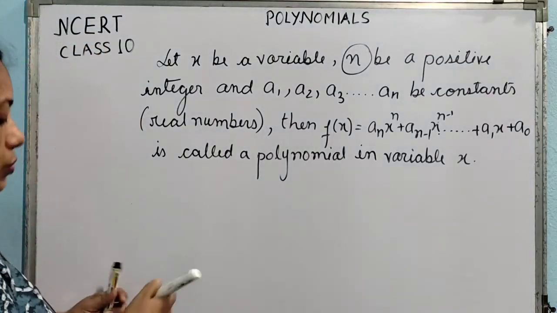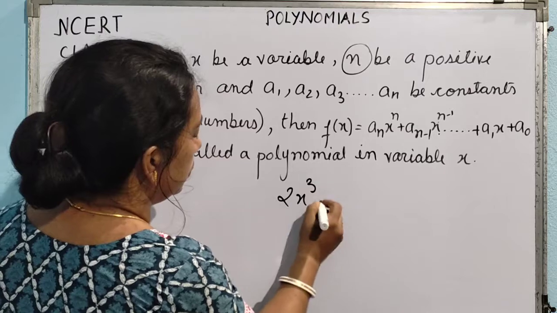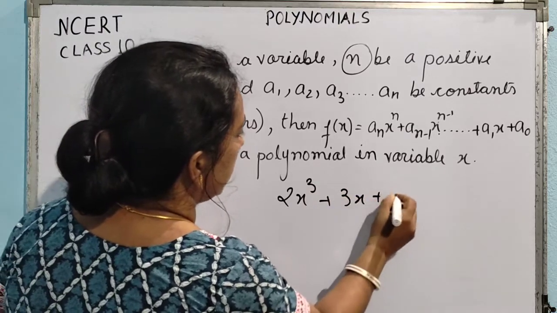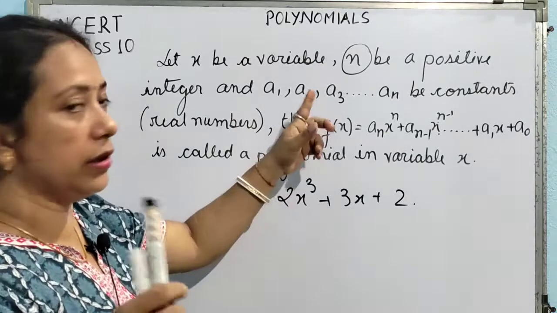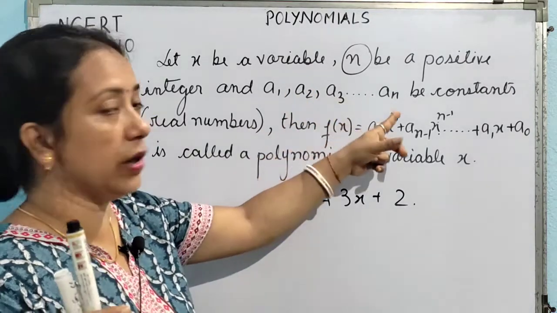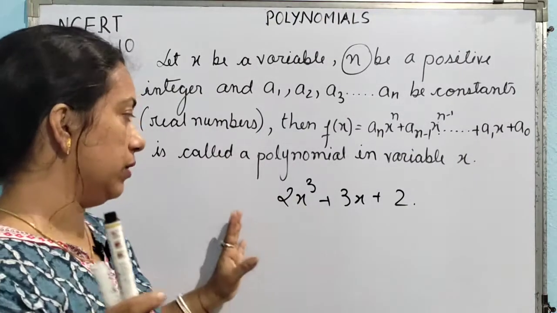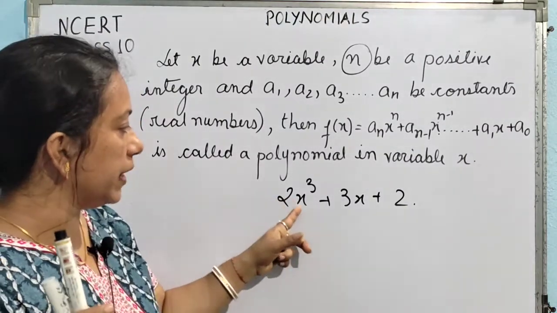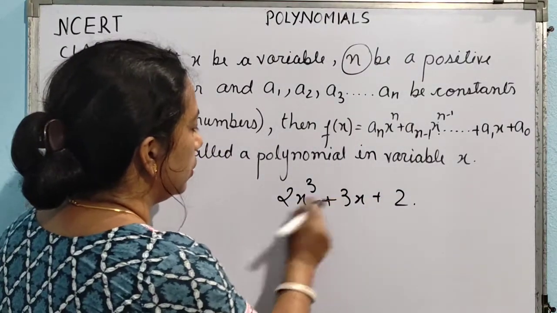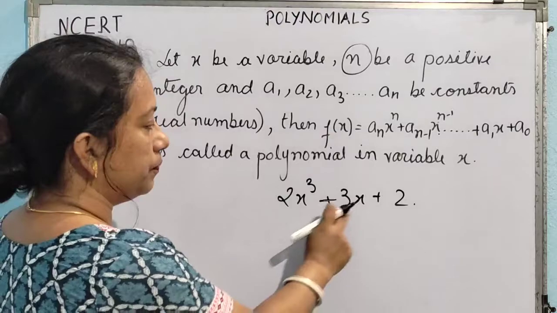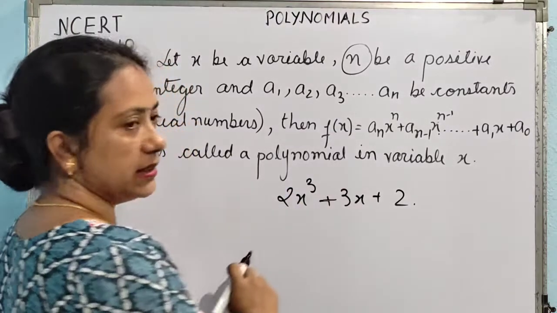Okay, so let us take one example. Suppose 2x cube plus 3x plus 2. And one more restriction has been given, that these coefficients have to be real constants. Real constants means it can be rational, irrational, whatever. So 2x cube plus 3x plus 2. Here the power of x is 3, it is an integer. The power of x is 1, it is an integer.